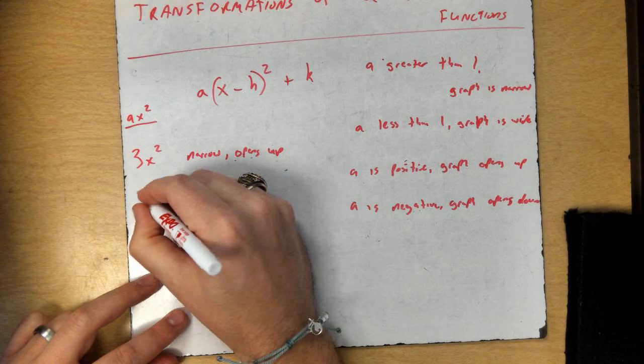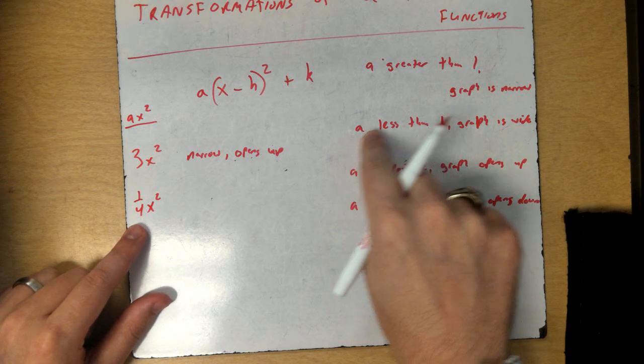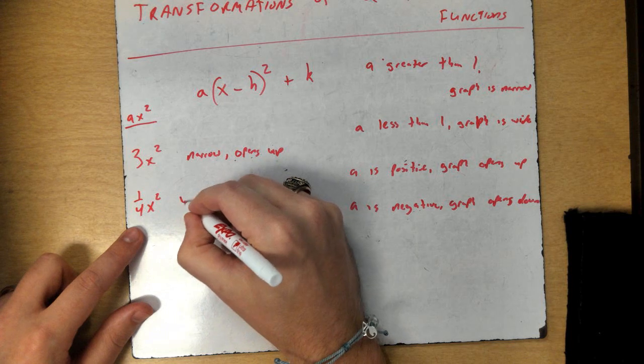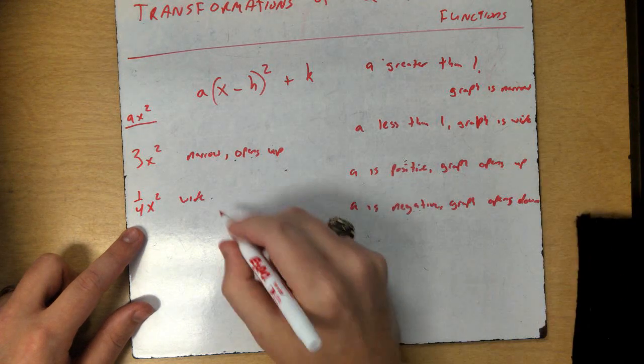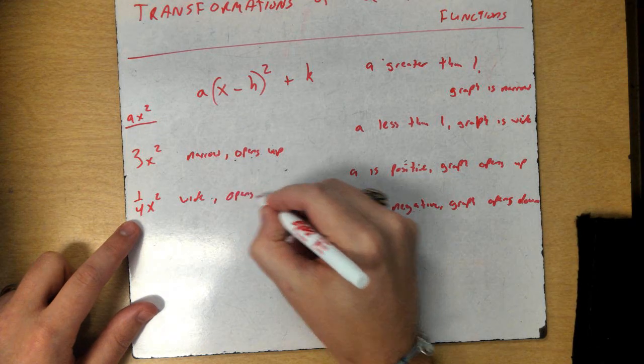What if we had 1/4 x squared? So now our a is less than 1. It's a fraction. If it's a fraction like this, it's less than 1. So it's a wide graph. Still positive, so still opens up.